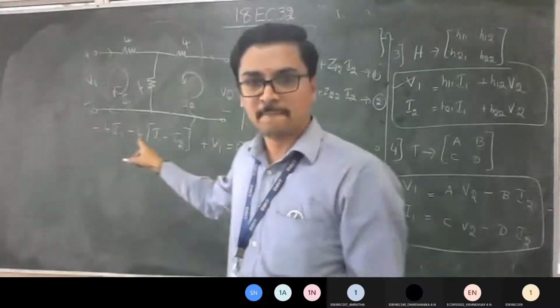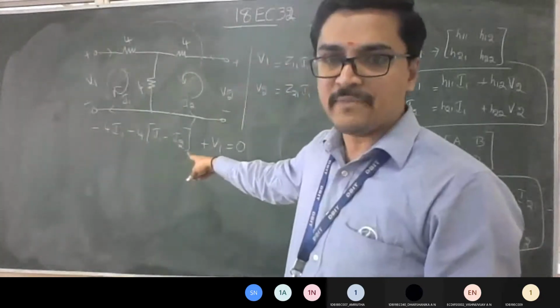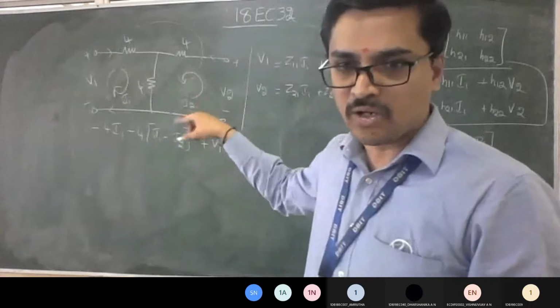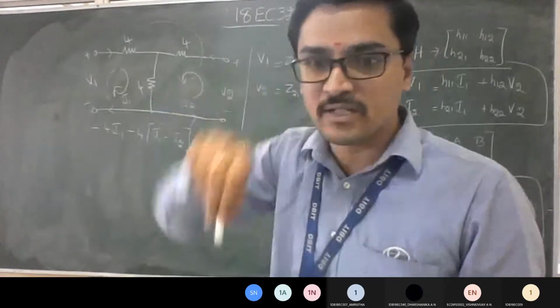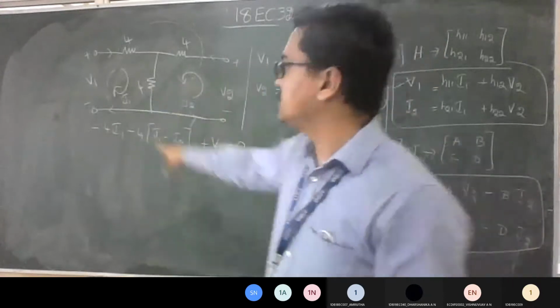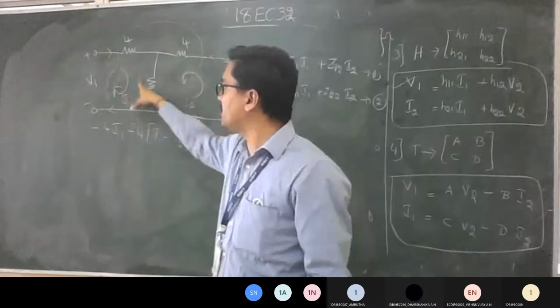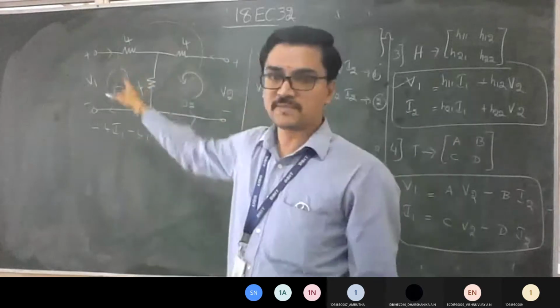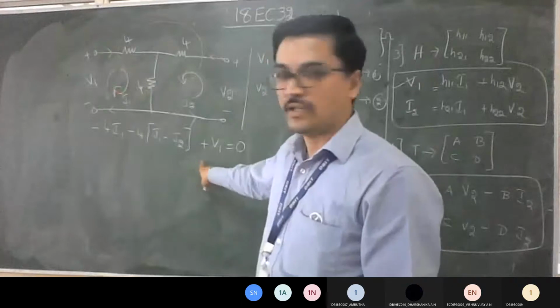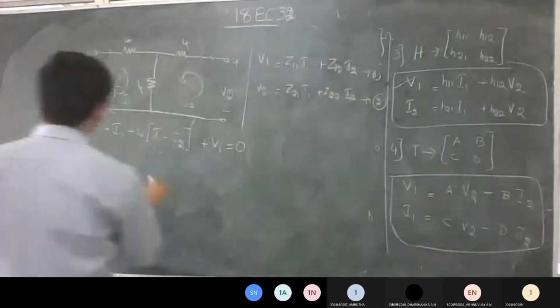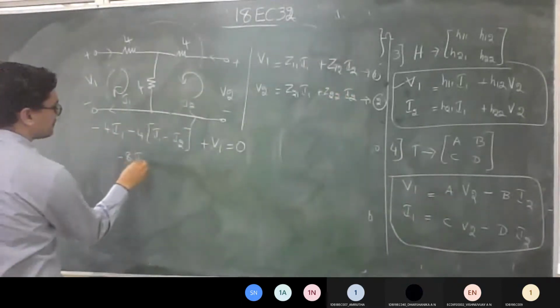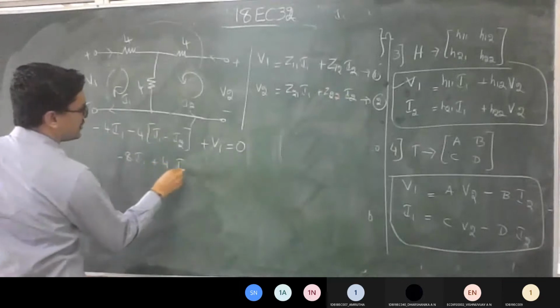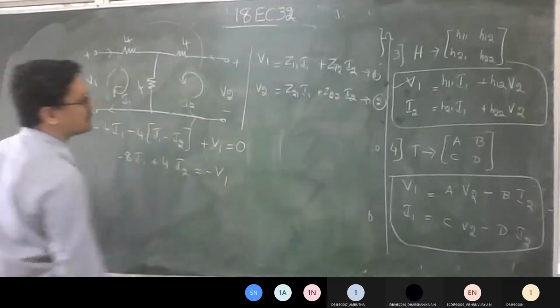Everyone got what I wrote there? I just applied my mesh analysis concept. That's why I told you that you should have awareness about mesh and nodal analysis. So minus 4 I1 minus I2 plus V1 equal to 0. Now you just rearrange this. So this becomes minus 8 I1 plus 4 I2 equal to minus V1.